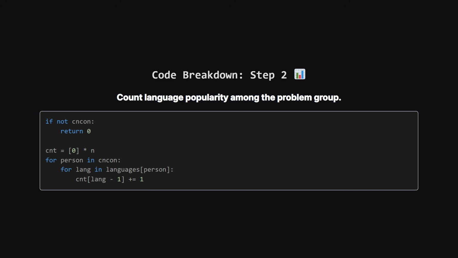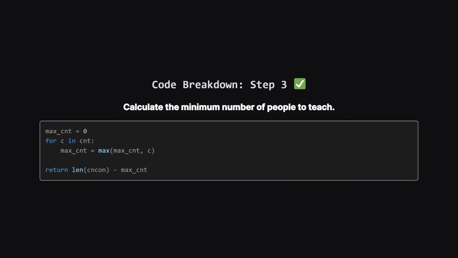We create a list called count, with one slot for each language, all initialized to 0. Then, we loop through every person in our CNCon set. For each person, we look at the languages they already know. For each language they speak, we go to our count list and increment the counter for that specific language. After that loop finishes, our count list tells us exactly how many people from our problem group speak each language.